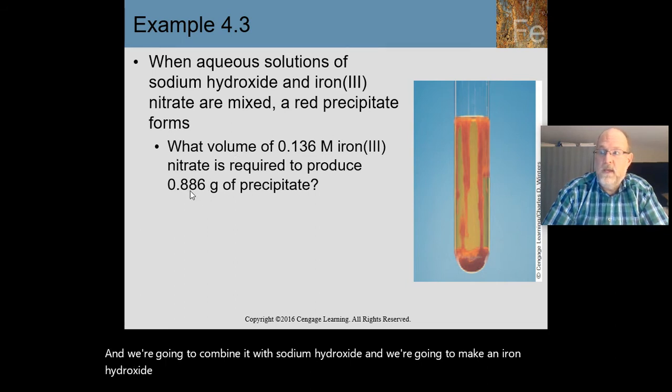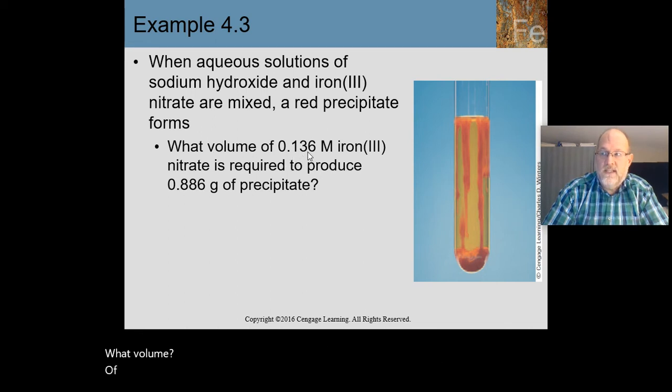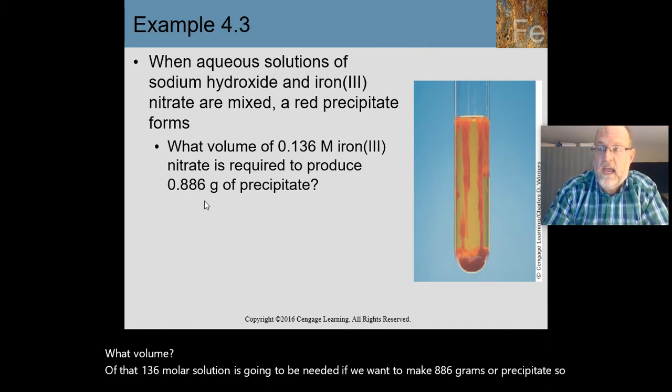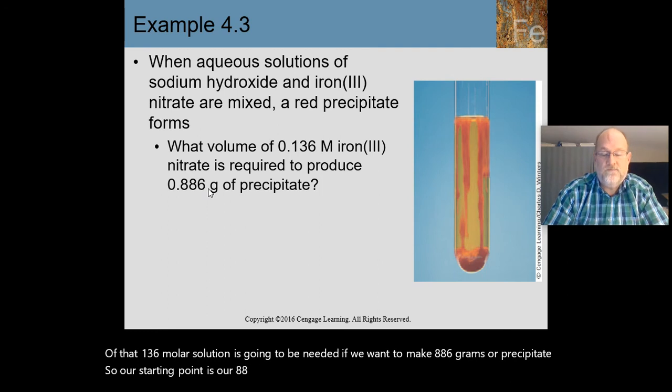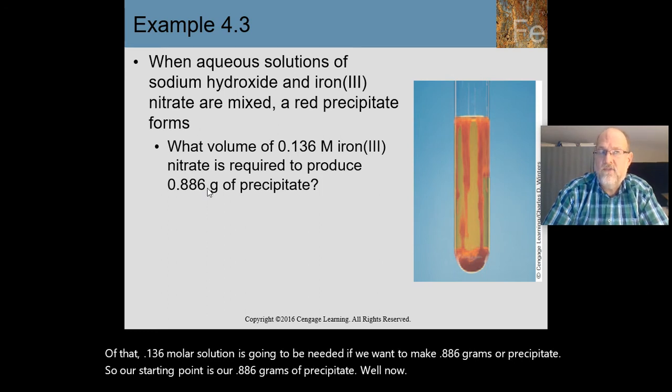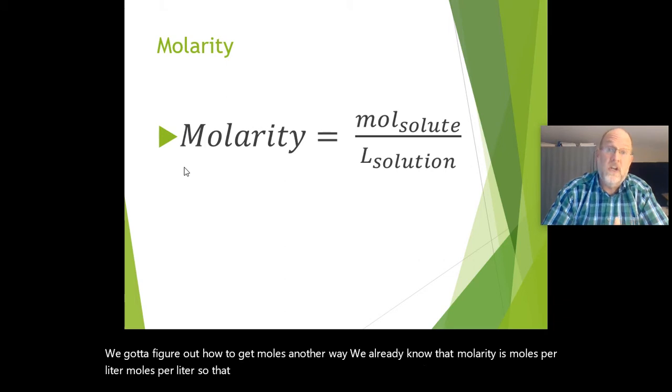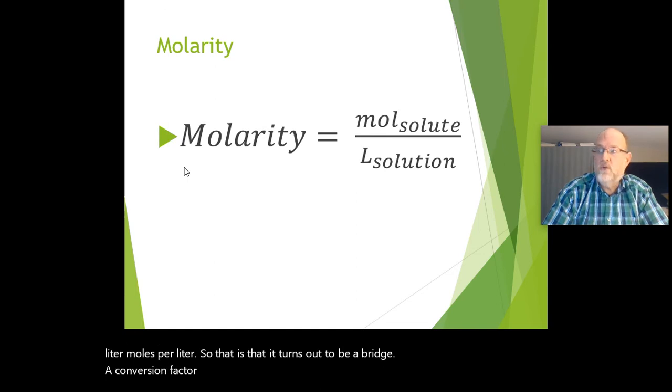And the question would be, what volume of that 0.136 molar solution is going to be needed if we want to make 0.886 grams of precipitate? So our starting point is our 0.886 grams of precipitate. Now we've got to figure out how to get moles another way. We already know that molarity is moles per liter, so that turns out to be a bridge, a conversion factor per se, to go between moles and volume and molarity.